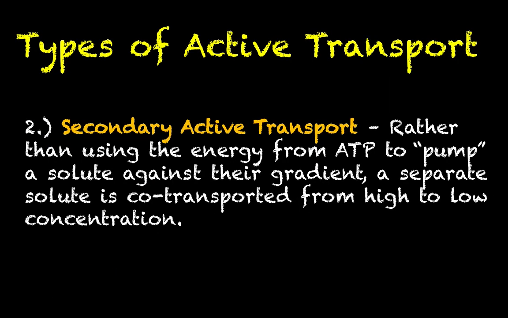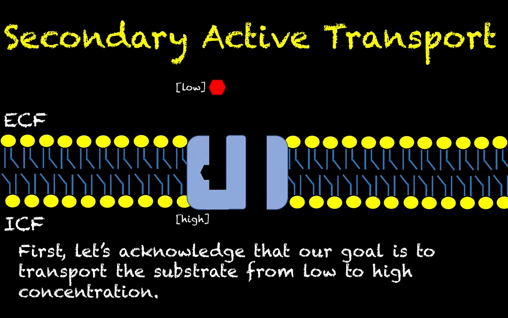Okay, so now let's discuss the other type of active transport, which is called secondary active transport. The idea here is that rather than using the energy from ATP directly to pump one particular solute against their gradient, a separate solute is co-transported from an area of high concentration to an area of low concentration. So another way of putting this is that an active transport process is coupled to a passive transport process. Let's explore that a little bit further.